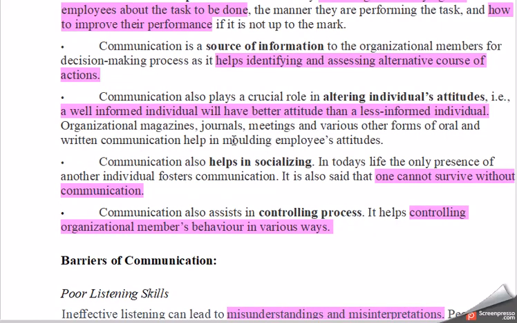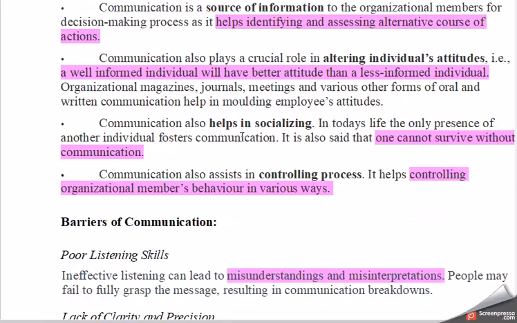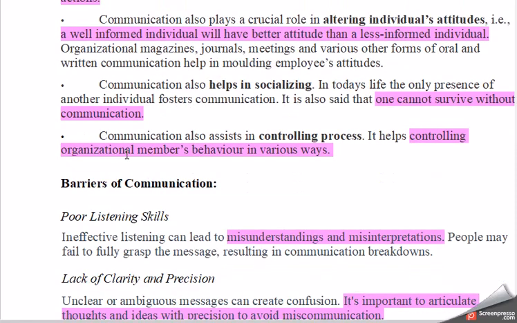Next, communication also plays a crucial role in altering individuals' attitudes. A well-informed individual will have a better attitude than a less informed individual. It helps in socializing. Socializing is one of the most important things in today's world. So one cannot survive without communication. That is what this point says.